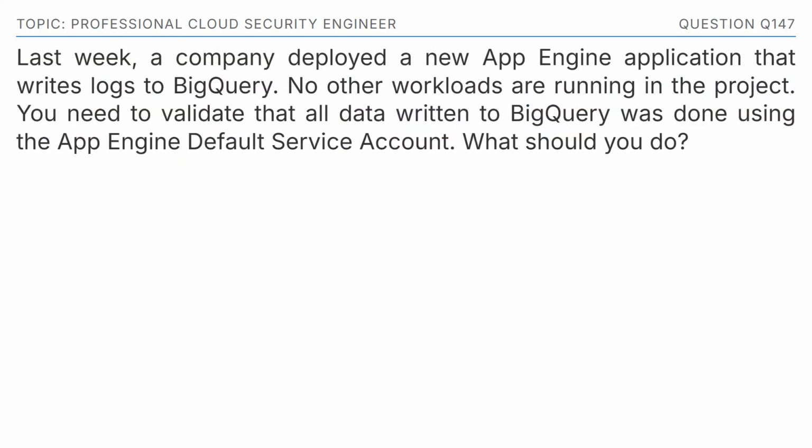Last week, a company deployed a new App Engine application that writes logs to BigQuery. No other workloads are running in the project. You need to validate that all data written to BigQuery was done using the App Engine default service account. What should you do?